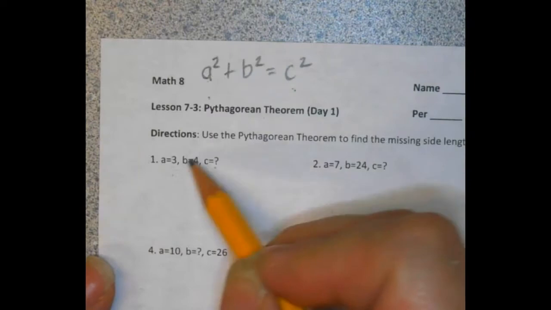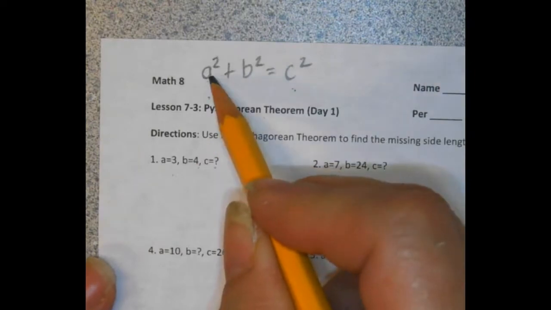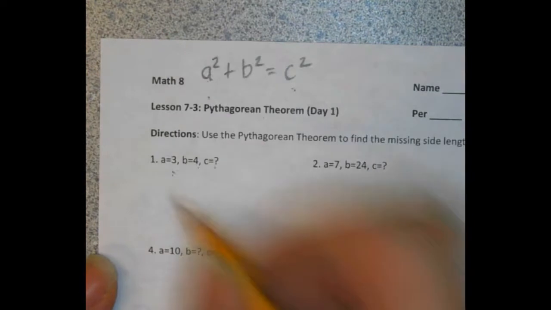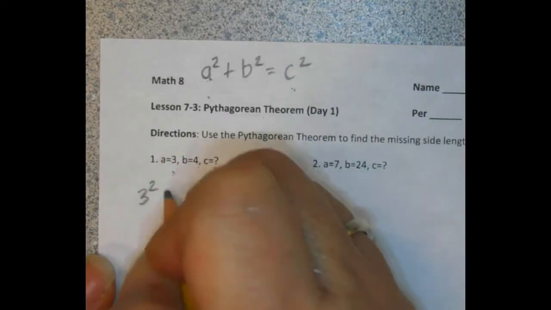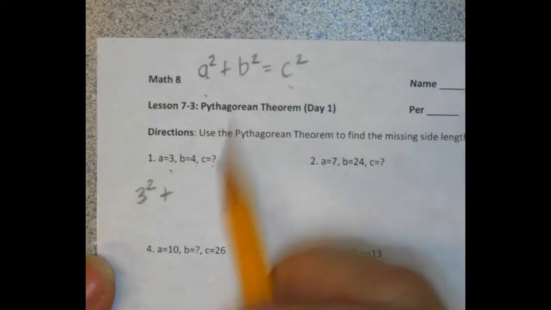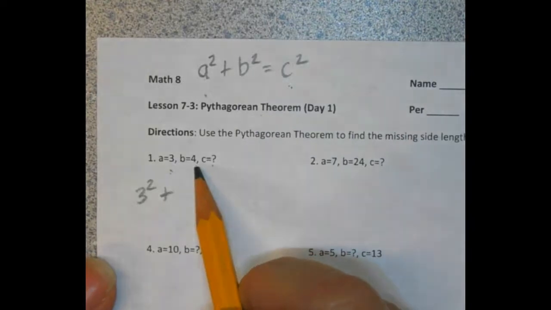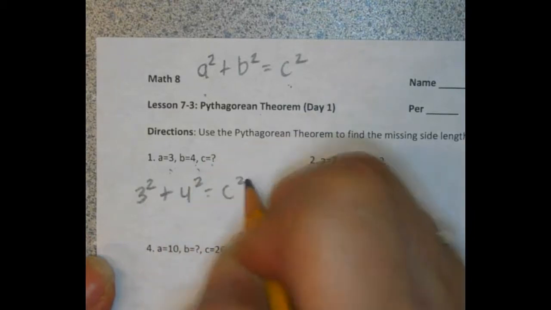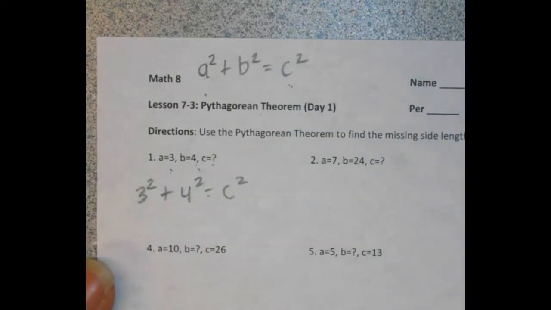So A is what? Instead of A, what are we going to write? Frank? 3 squared. So we're going to say 3 squared. What is my B then? What's B? And C I don't know, so C is going to stay as C squared. Okay, so what is 3 squared?